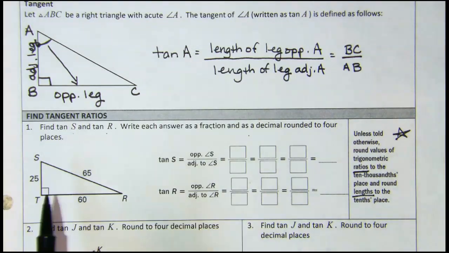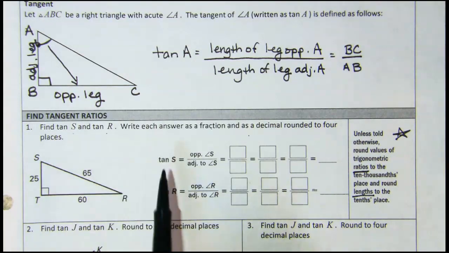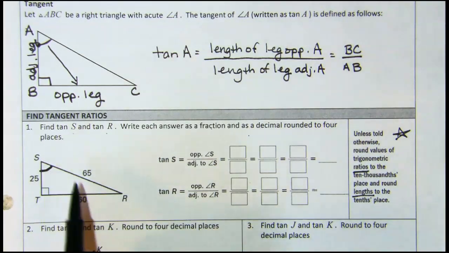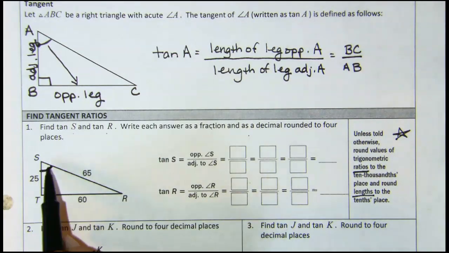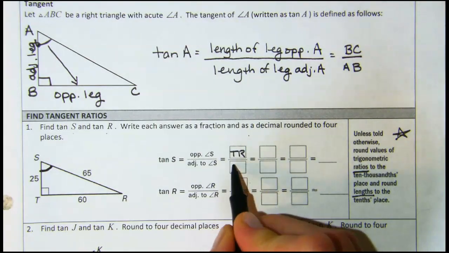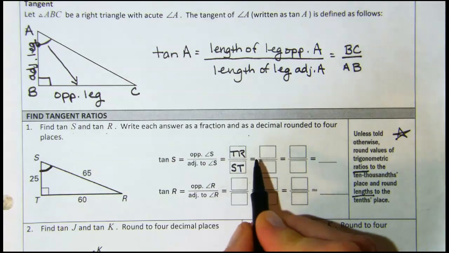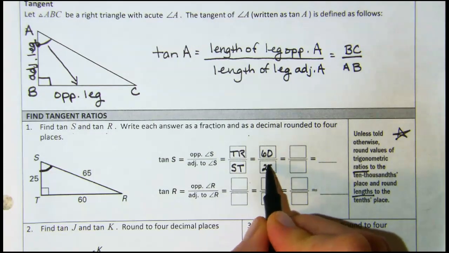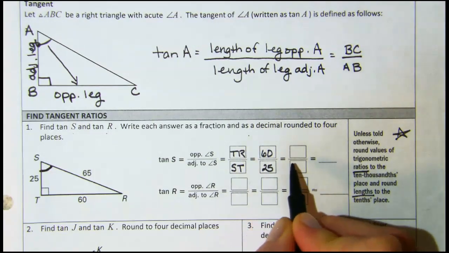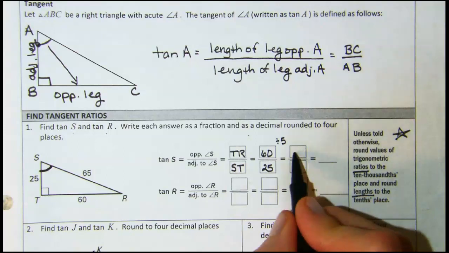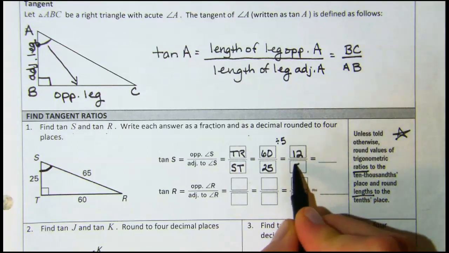So we are given triangle STR. It is a right triangle, and it wants us to do tangent S. So S is going to be the reference angle first. So we are going to go opposite of S and then adjacent to S. So opposite of S is the segment TR. Adjacent is segment ST. So TR in the diagram is 60, and ST in the diagram is 25. The directions tell us to do a fraction and a decimal. If I divide this down by 5, I get the reduced fraction of 12 over 5.